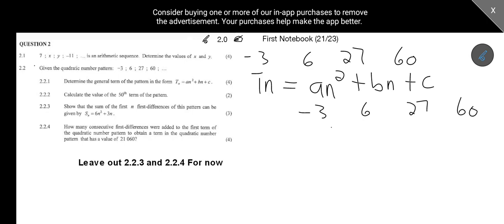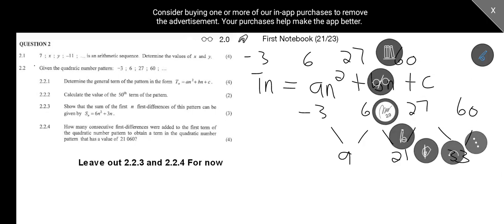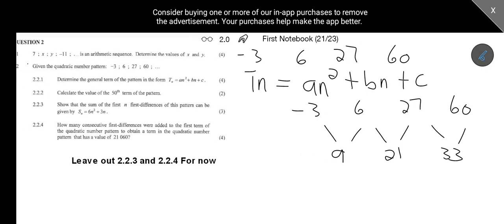So we're going to come with the first differences before we go to the second differences. The first differences, we're going to say that 6 minus -3 gives us 9. 27 minus 6 gives us 21. And 60 minus 27 gives us 33. And these are our first differences.